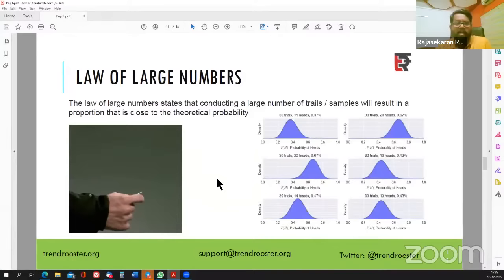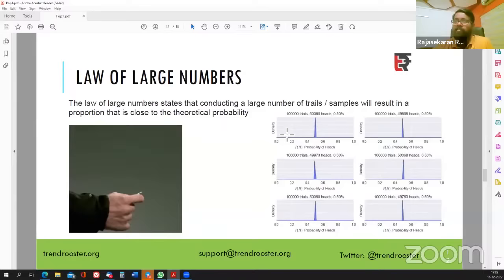Okay, next slide. Let me explain the next slide. This has been captured over 1 lakh trials, which means 1 lakh trials. When I do 1 lakh trials with the randomness, someone says the screen is not visible. Okay then.